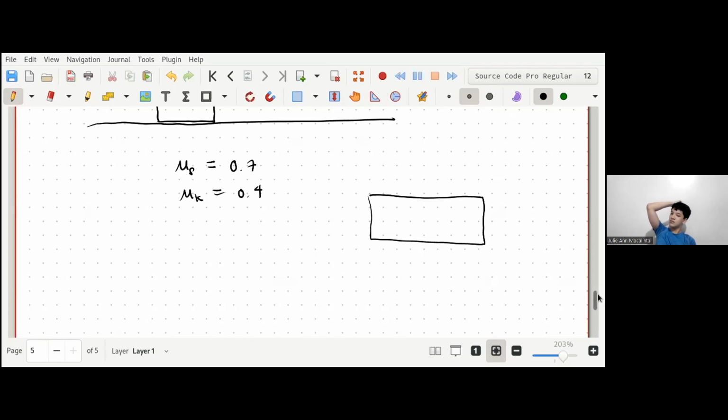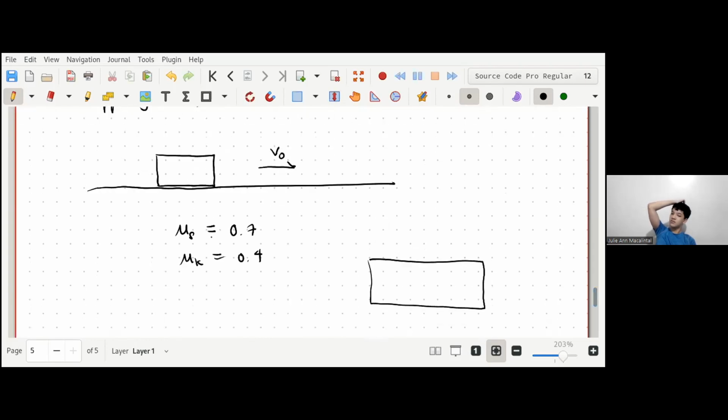Ngayon, yung appropriate na value na gagamitin, 0.7 kapag hindi pa nagsiskid, 0.4 kapag nagskid.